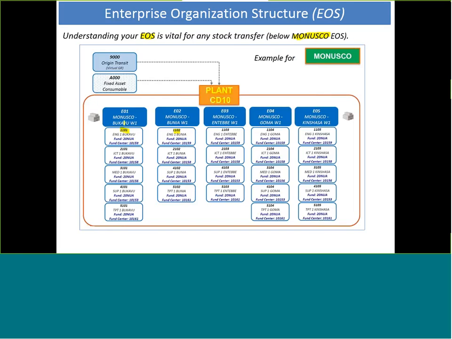So here, for example, in the region of Bukavu, we have 5 different storage locations, one for engineering, one for CITS, one for medical, one for supplies, and one for transport. Each storage location has a different code, a 4-digit code, 1101, 2101, up to 5101. So these 5 are the storage locations in the region of Bukavu. The same thing for the different regions.